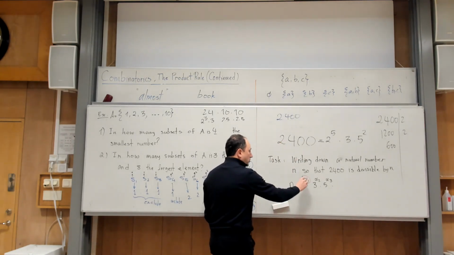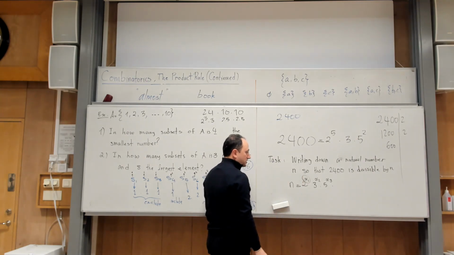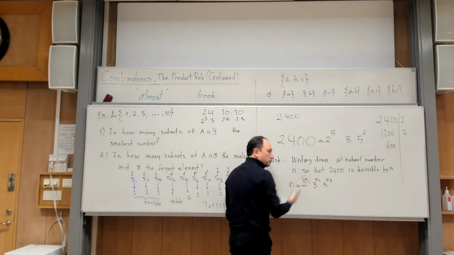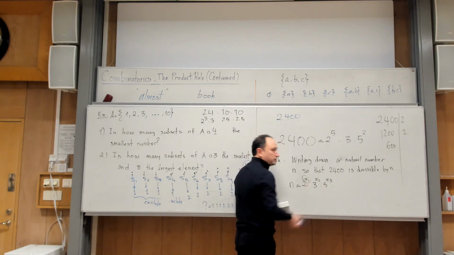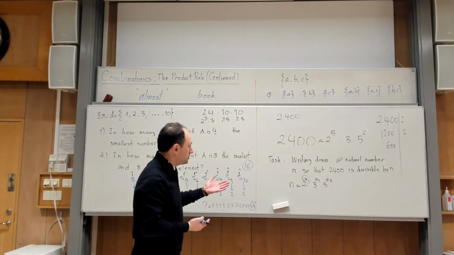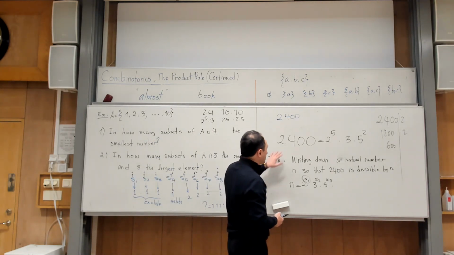But how many choices? You see that this is a 3-stage task: choosing a proper number for alpha 1, choosing a proper number for alpha 2, and choosing a proper number for alpha 3. So by this strategy I was probably able to use the product rule.